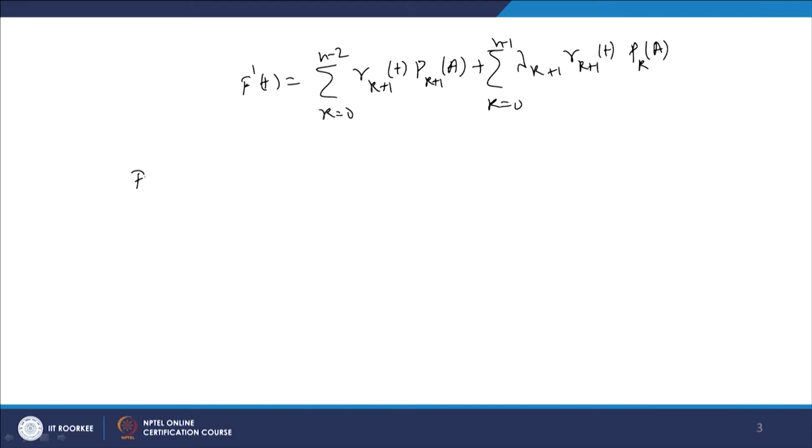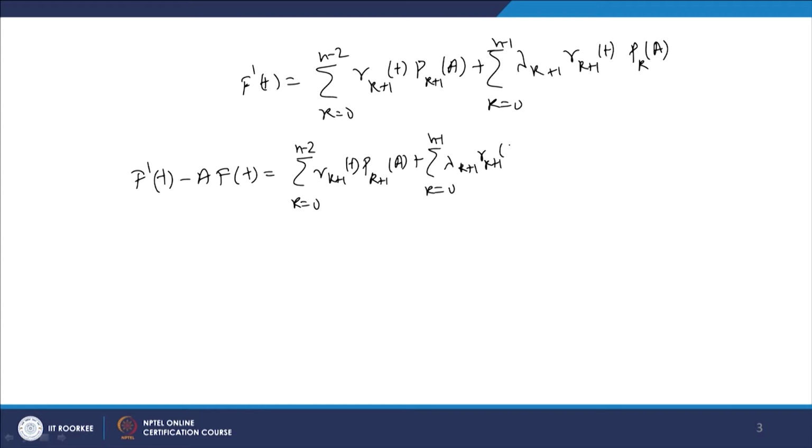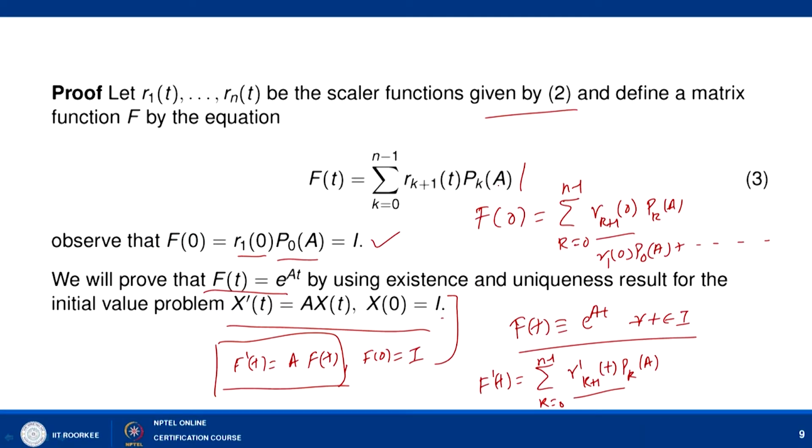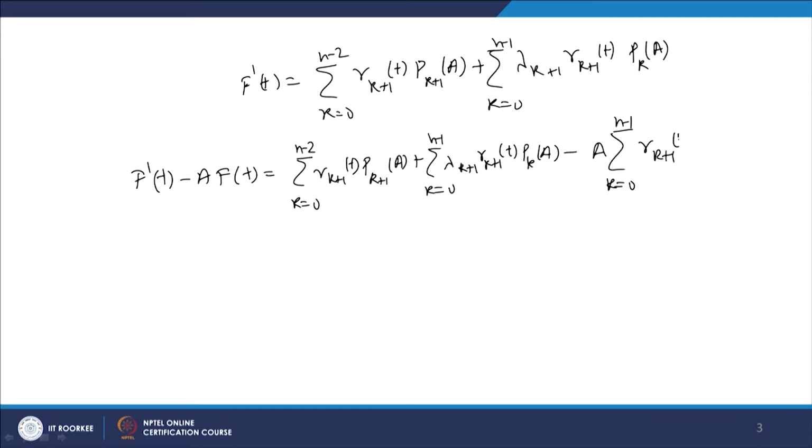Now, look at f dash t minus a f t. What is f t here? Let me write it here: summation k equal to 0 to n minus 2 r k plus 1 t p k plus 1 a, plus summation k equal to 0 to n minus 1 lambda k plus 1 r k plus 1 t p k a, minus a times f t. f t is what? k equal to 0 to n minus 1, the expression is r k plus 1 t p k a. So we are writing here r k plus 1 t and p k a.